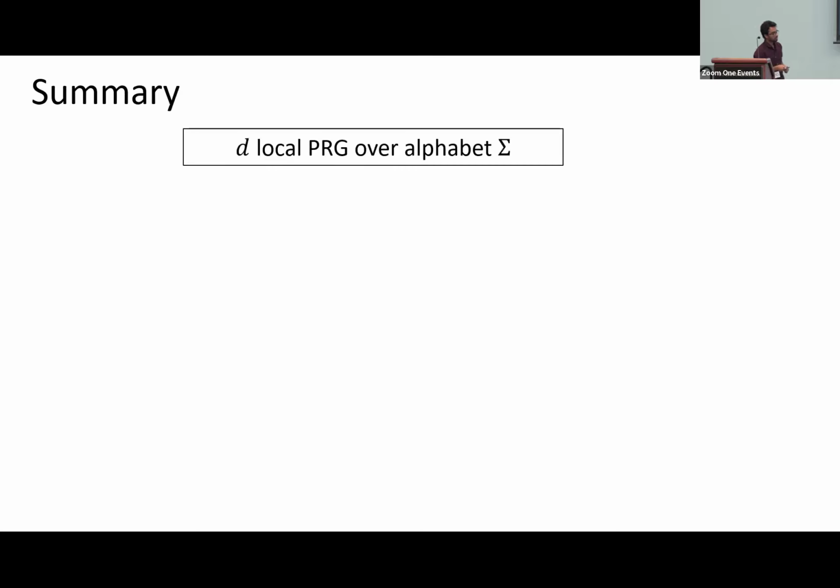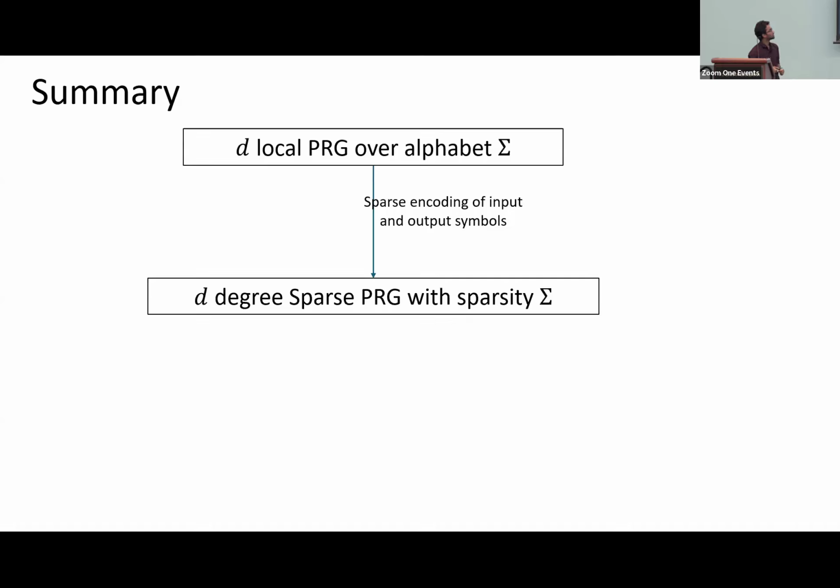So in summary, we show that if you have a local PRG with locality d over some alphabet sigma, then you can get a sparse PRG with low degree, where the degree is equal to the locality of the PRG that you start with, and the sparsity size is equal to the alphabet size.